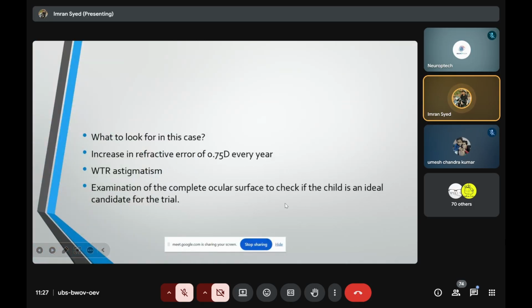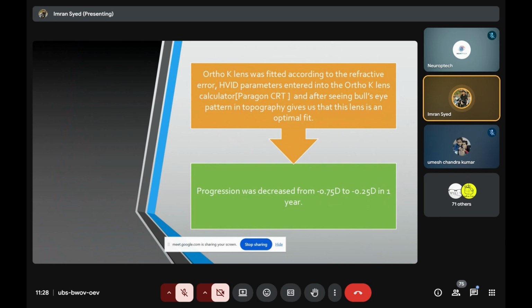Examination of the complete ocular surface is needed to check if the child is an ideal candidate for the trial. You have to look for all these, and only then consider the ortho-k case. We have checked all this. There is an increase of 0.75, there is with-the-rule astigmatism, and we have done a complete ocular surface evaluation, and we know that the child is an ideal candidate for the trial. Now we have prescribed contact lenses.